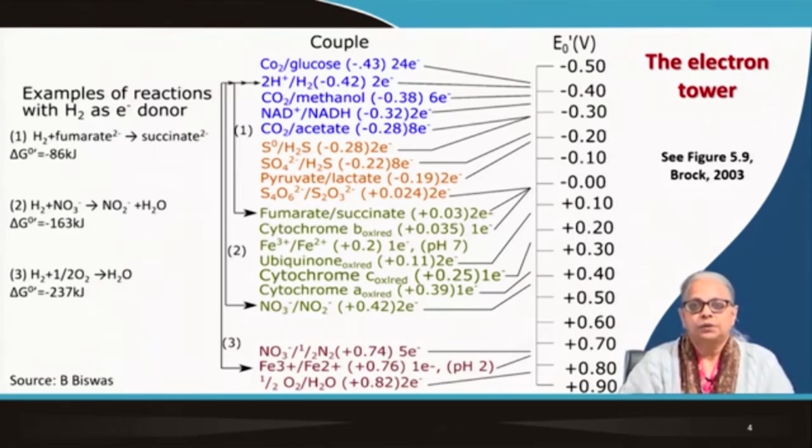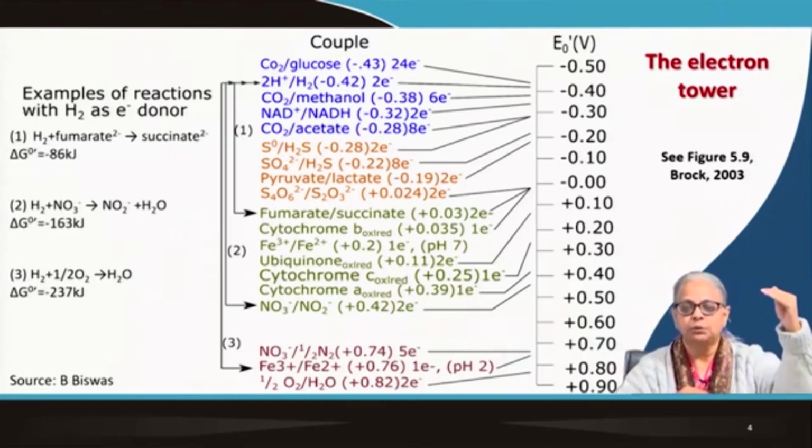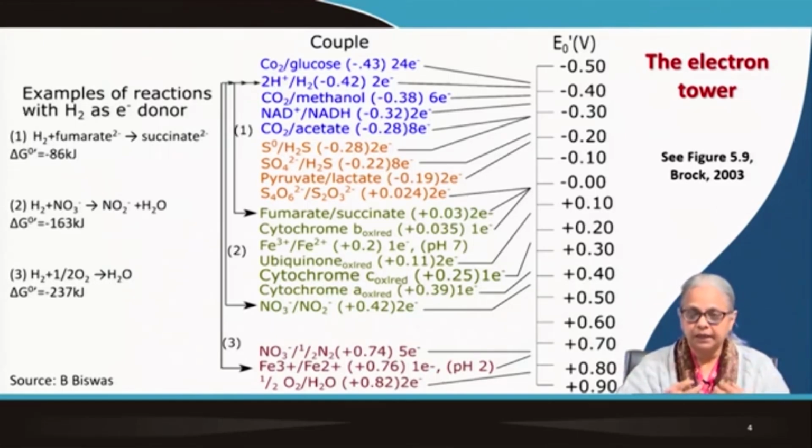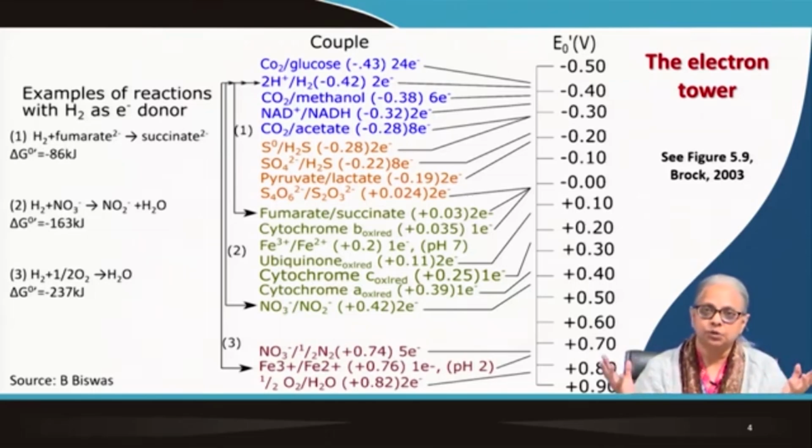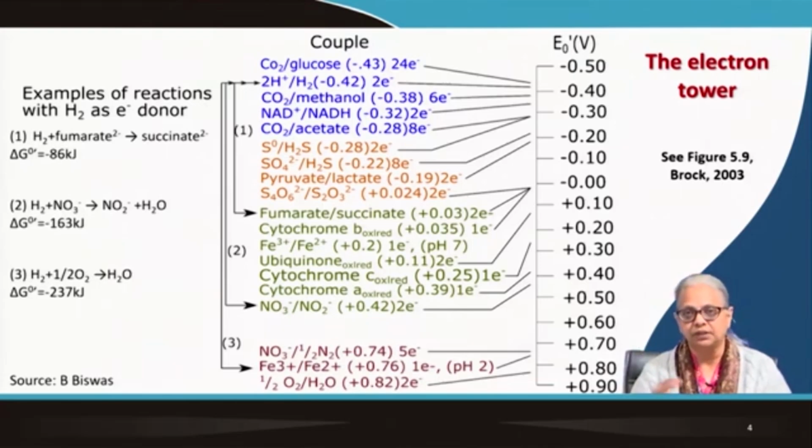So here we have the electron tower, and what you see are the most negative redox values or the electron potential at the top and the most positive values at the bottom. Now, what is important to note is that electrons released from the top of the tower are caught by the electron acceptors at the bottom of this electron tower. So the greater the fall of electrons, the greater the amount of energy released in terms of electrical potential, which can then be converted to chemical energy in the form of ATP.